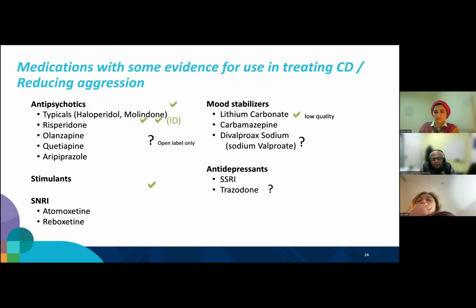So if you look at the evidence base for all of them, you find that the most evidence base probably for pure aggression is with risperidone and stimulant medications for ADHD. Lithium has been found to be helpful in boys with impulsive aggression as well, that are not responsive to risperidone and stimulants.